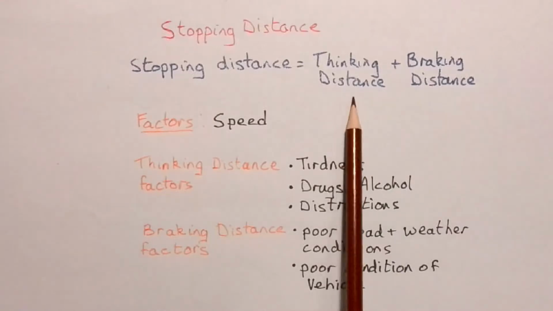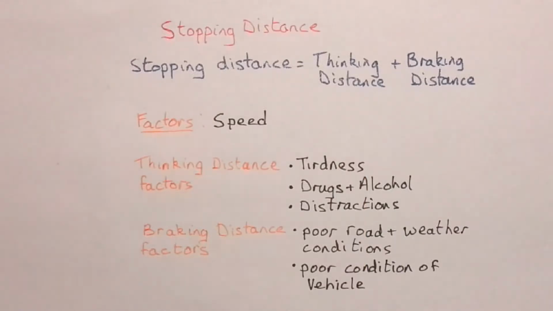The thinking distance is the distance a vehicle will travel in the time it takes for the driver to react to the fact that they need to stop. The braking distance is the distance the vehicle will travel under braking.